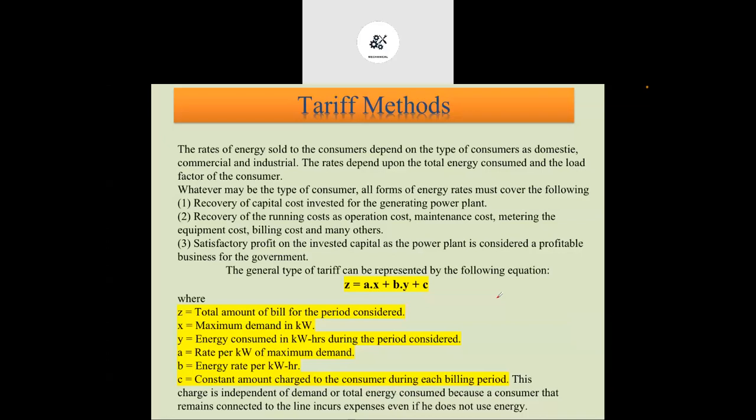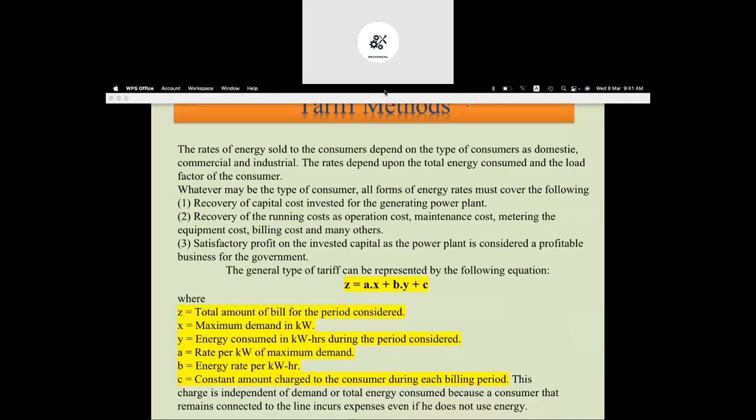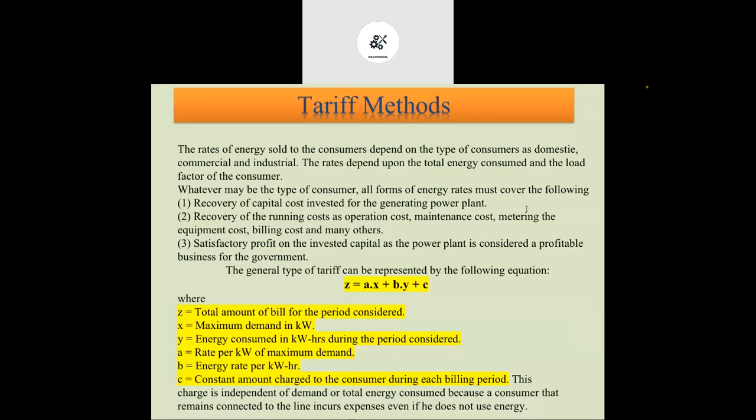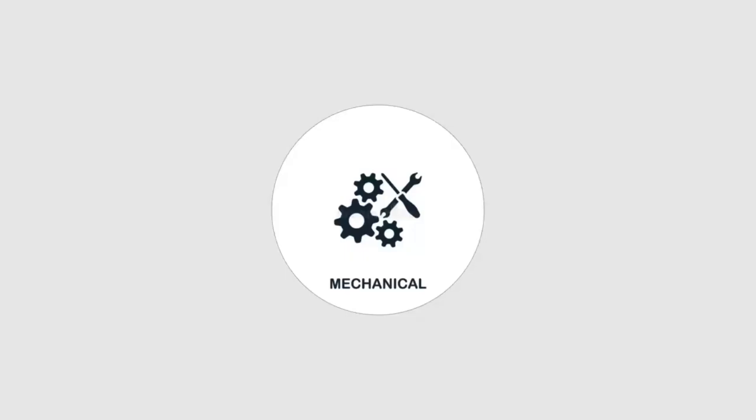First, we have to calculate the different factors, which we already saw: diversity factor, capacity factor, etc. Another type of numericals will be based upon load curve or load duration curve. And the third type of numericals is based upon tariff methods. Only numericals based upon those points will be there in MSc. There will be no numericals based upon economic distribution or operational characteristics.